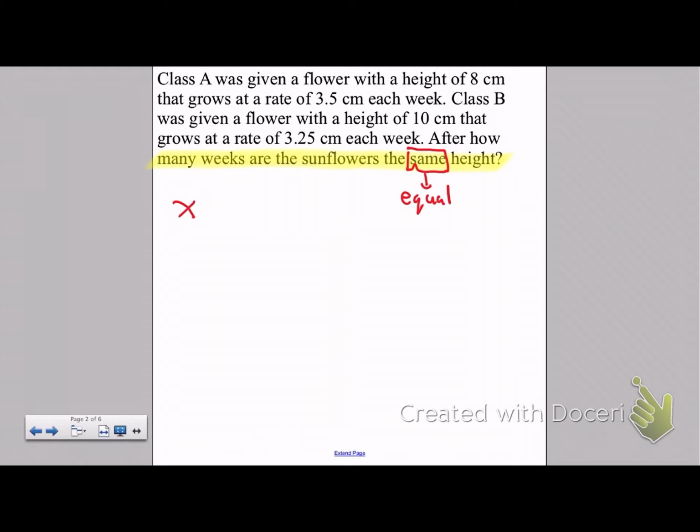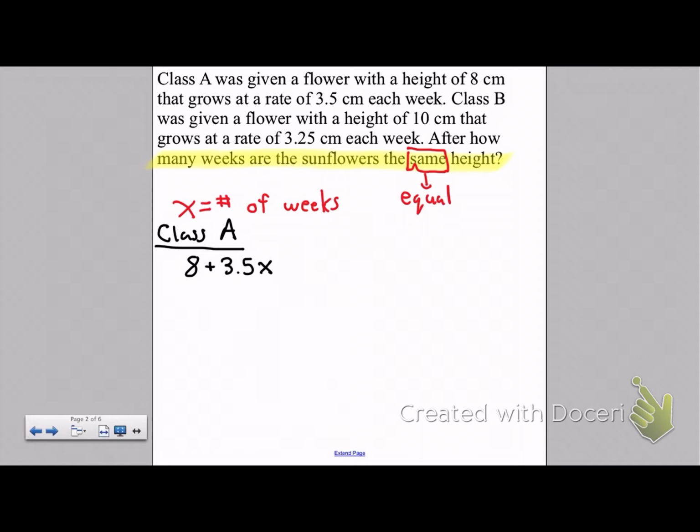My first thing is I'm going to label my variable. I'm going to say that x equals the number of weeks. Now, I'm going to write an expression for each class. So I have class A. Class A, their sunflower is 8 centimeters, so that's our starting point, and it grows, so it's going to be a positive 3.5 centimeters each week. So I'm going to have to multiply that by x.